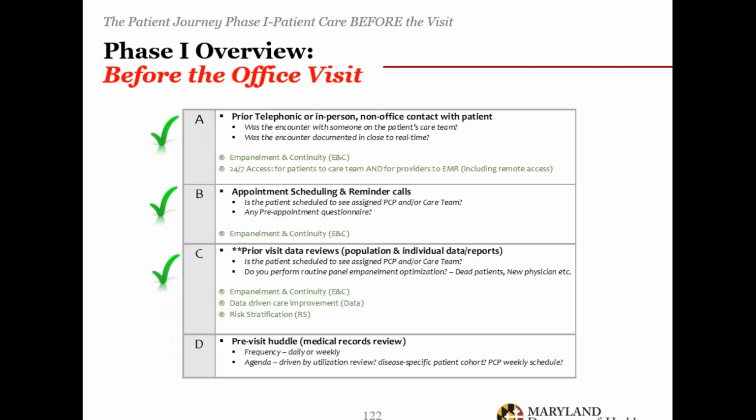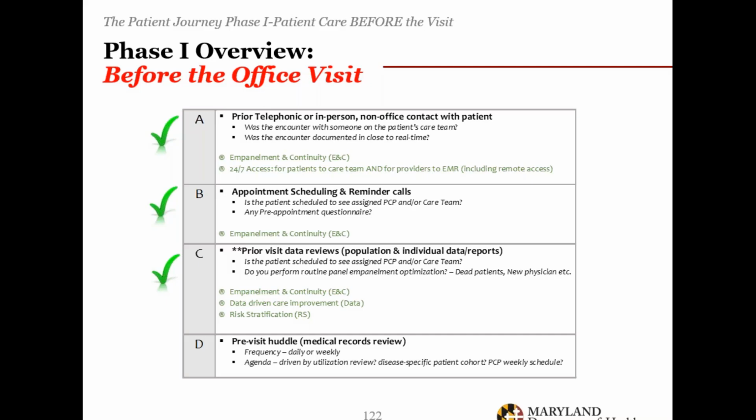And then the third process is prior visit data reviews. So this is happening independent of the patient, where you have reviews of the patients that are scheduled to see the PCP or the care team that day or that week. And then you do a routine panel empanelment optimization, looking at patients who have passed away to make sure you update that. You have a new physician who came in and now you need to adjust those records in the system and things like that.